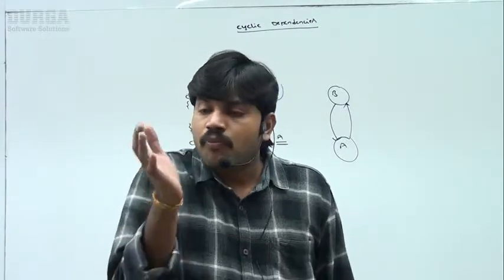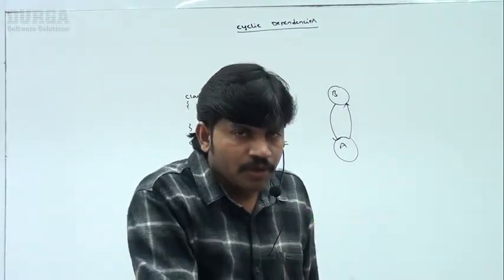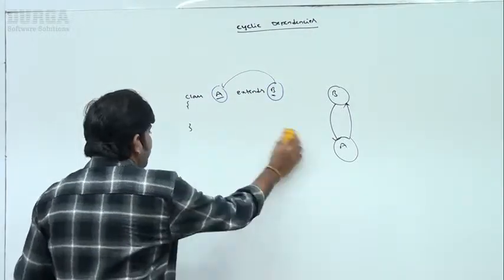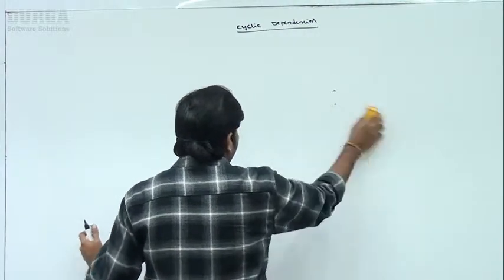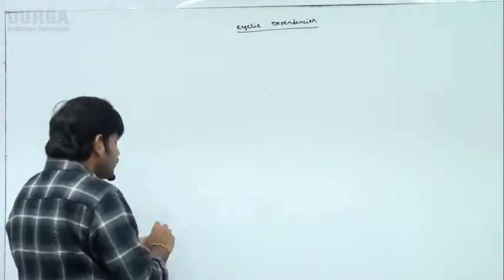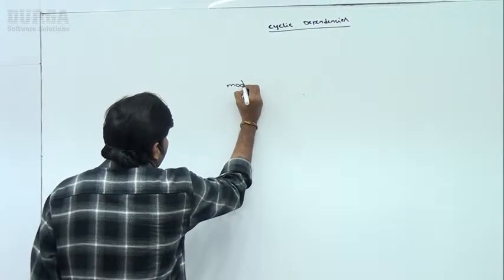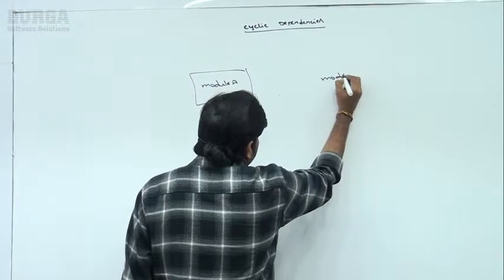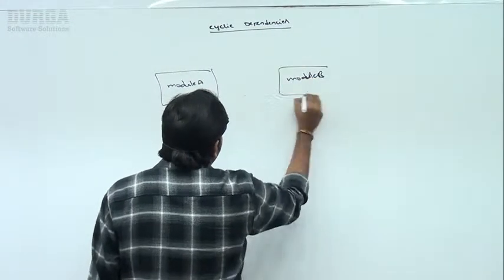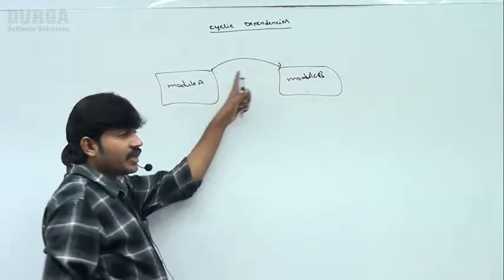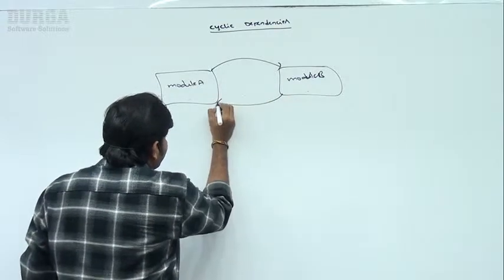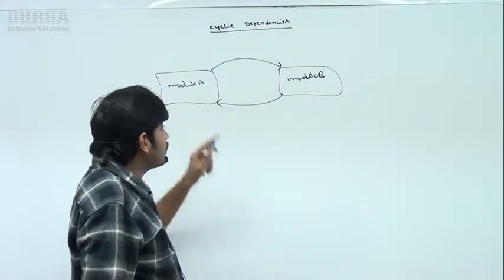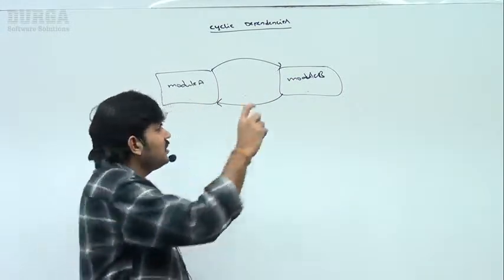Same way, why don't you define the same dependency between modules? Module A requires module B. Module B requires module A. Observe that. I have two modules available. Listen a bit carefully. This is module A. Module A requires module B. Module B requires module A. Have you observed? Is it a cycle or not?